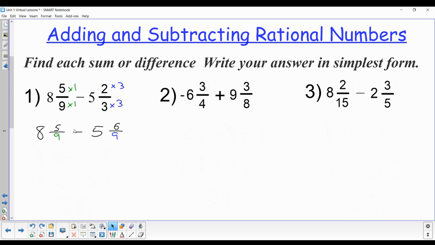So what I'm going to do is borrow. I'm going to rewrite the problem because organization is important. And I'm going to borrow from the 8. It'll become a 7. Now, when I borrow from the 8, it becomes a 7. I borrowed 1 whole. I'm going to add that 1 whole as a fraction to 5/9. And because I want my denominators to be the same, it's going to be 9/9. Now, when I add this 1 whole to my 5/9, I wind up getting 14/9. Then my whole number is now a 7, and I can just copy the second fraction, or the second mixed number.